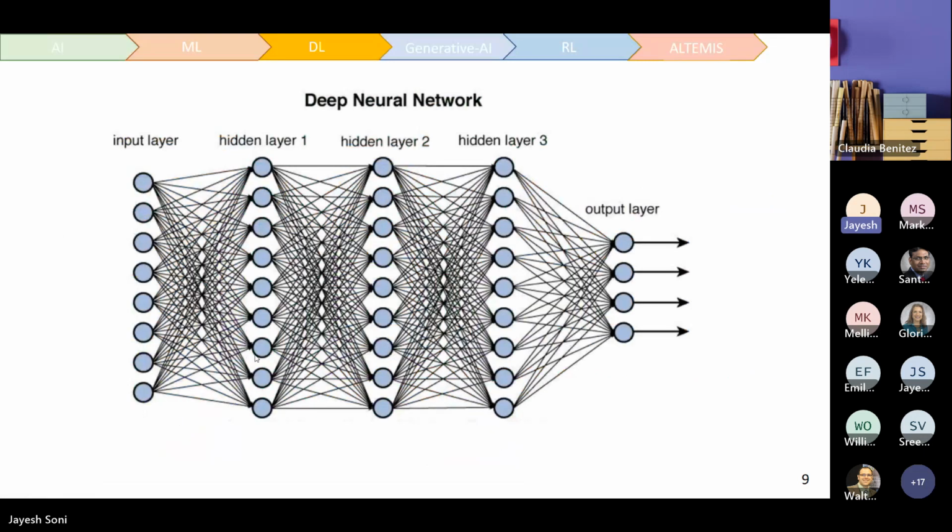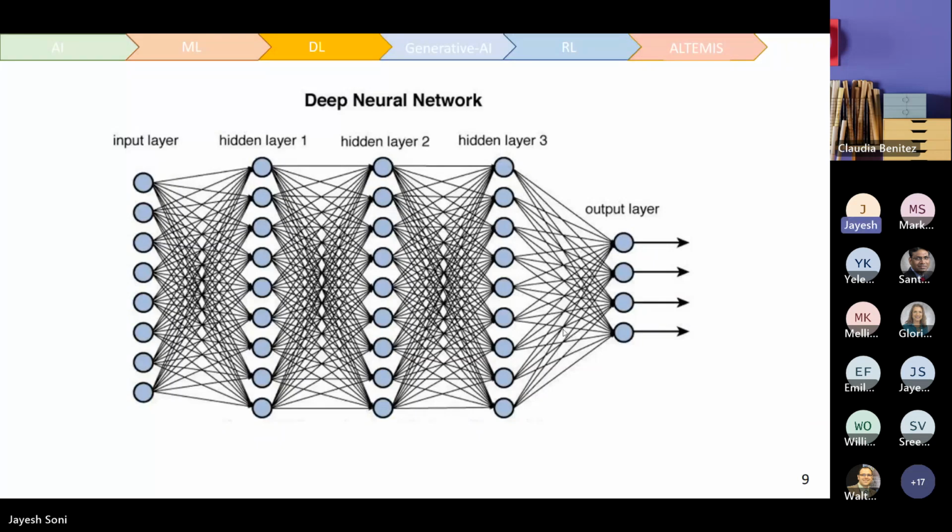So why is it called a deep neural network? Because the example that I gave you previously was for one neuron, but if we add more hidden layers, like hidden layer 1, hidden layer 2, hidden layer 3, with more neurons in each hidden layer, it gives more power to the network. Because of that, the network is able to process a large amount of data and capture all the patterns in the data. That's why deep neural networks are very powerful in solving complex problems.